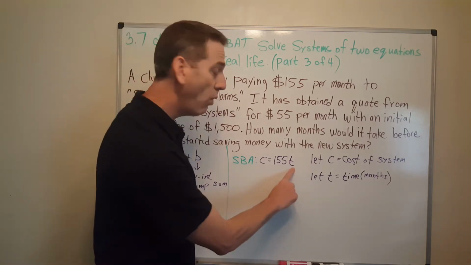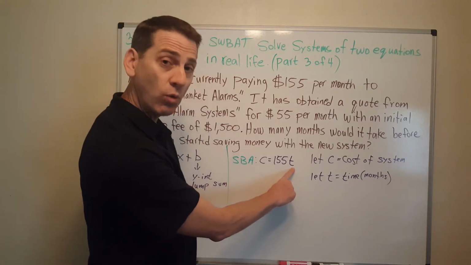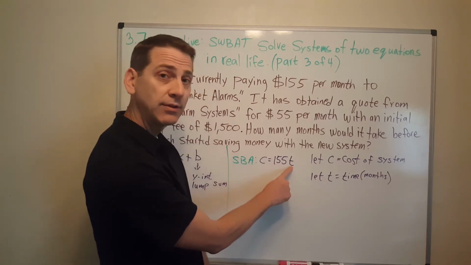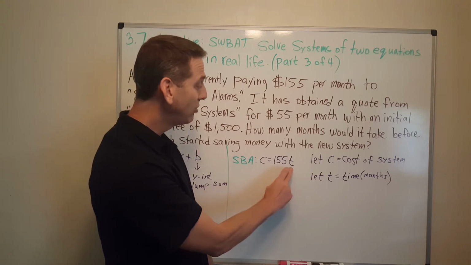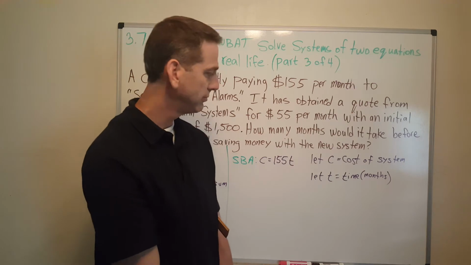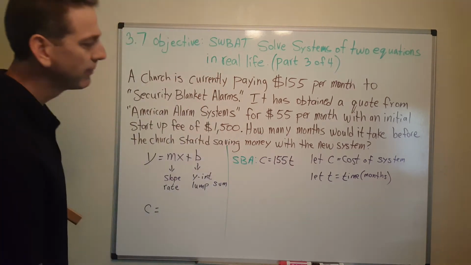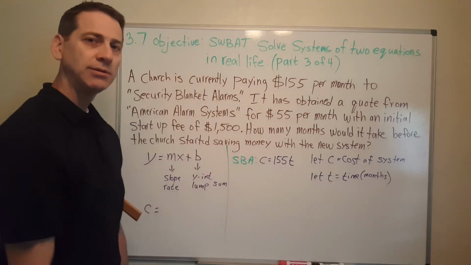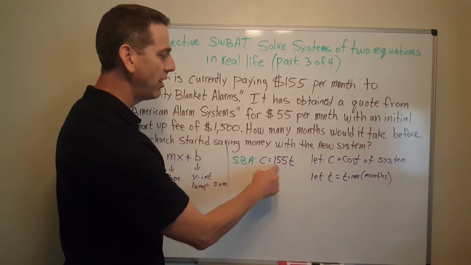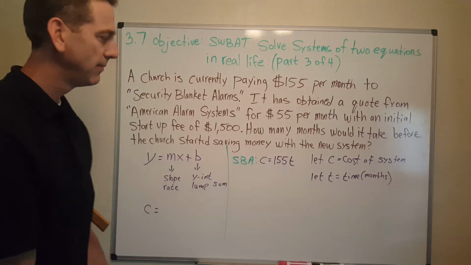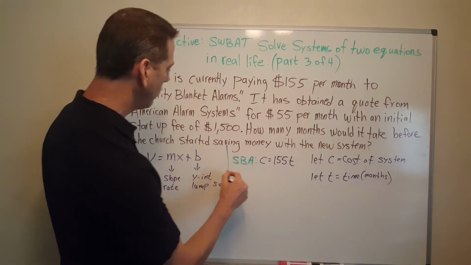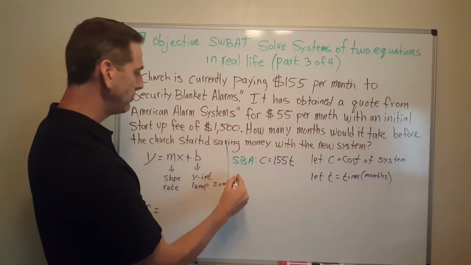So if T is 1, after 1 month, I'm going to pay $155. After 2 months, I just multiply 2 times 155, and it gives me 310, I believe. Okay? So there's my equation for Security Blanket Alarms. The cost is $155T. All right. How about my equation for American Alarm Systems?